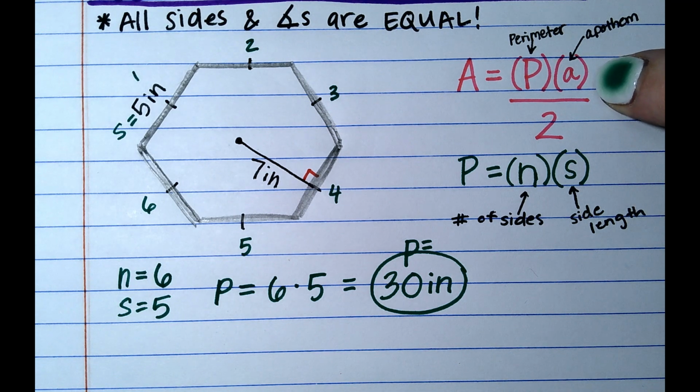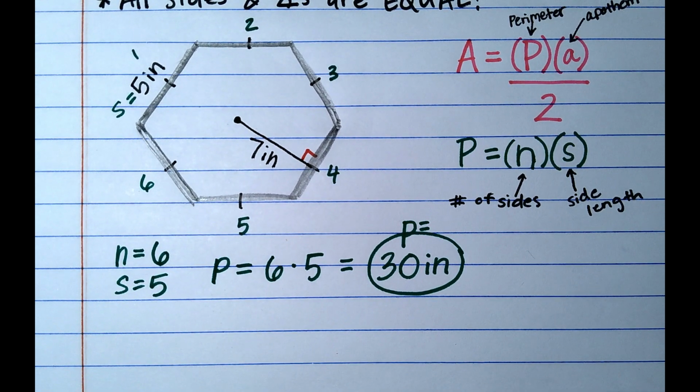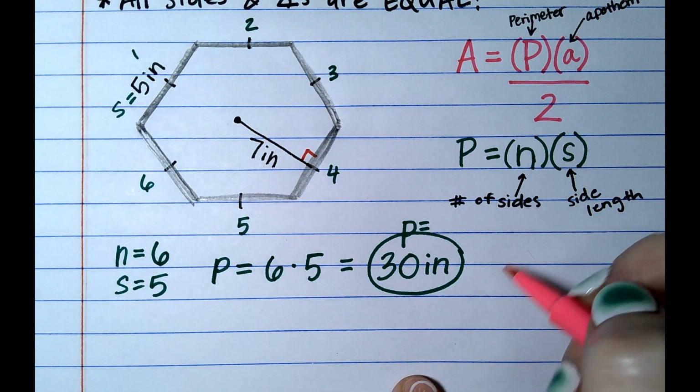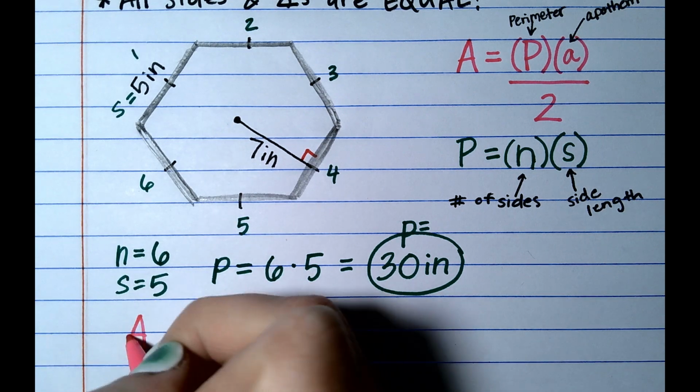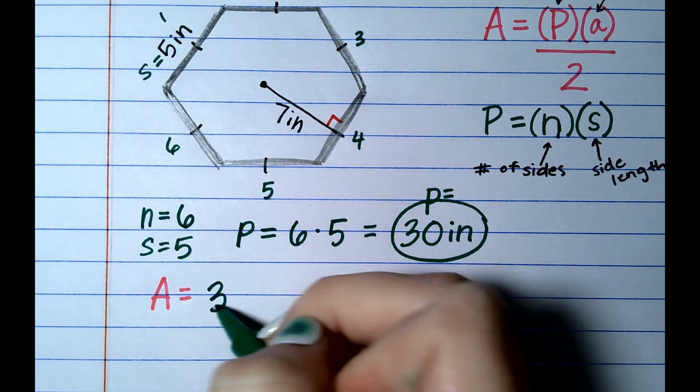Now we're going to use our area formula. How would we find area? Somebody raise your hand and tell me. Amanda. You're going to take 30 and times it by 7. Yes. And then divide that by 2.